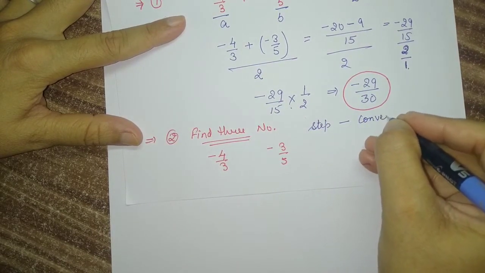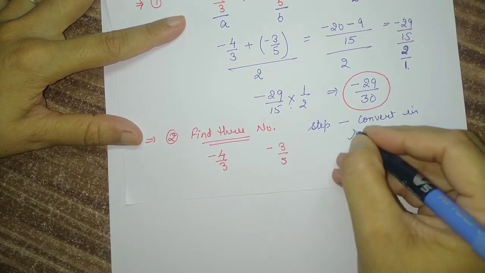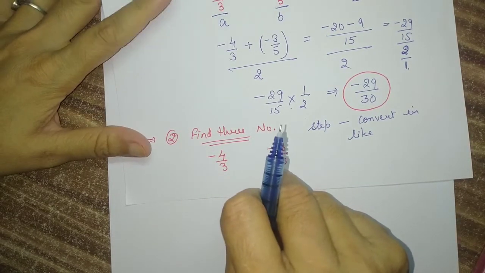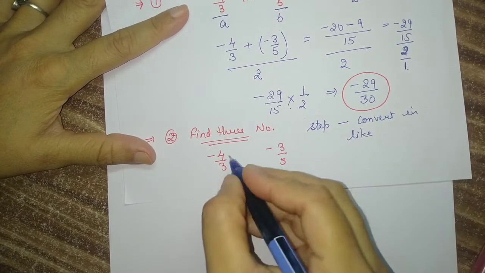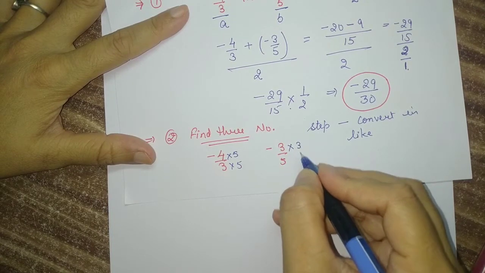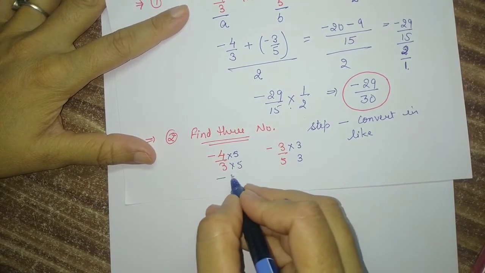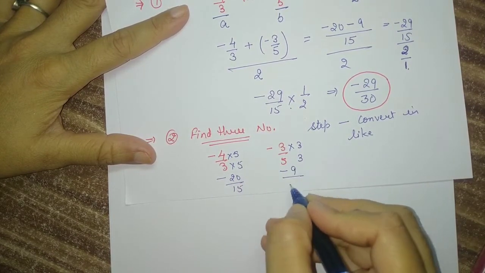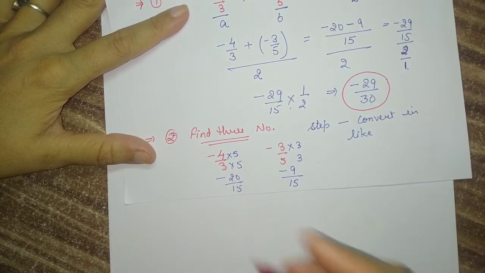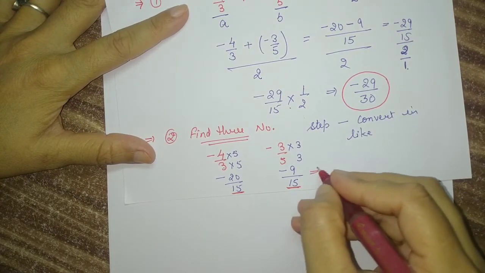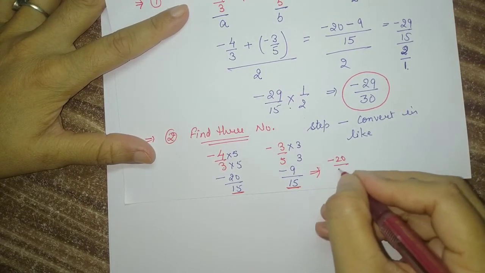convert into like fractions, like rational numbers. How can we convert? By taking the LCM of the denominators. Our LCM is 15. So this fraction is multiplied by 5 and this rational number is multiplied by 3. 5 4s are 20 and 5 3s are 15. 3 3s are 9 and 5 3s are 15. Now students, what you observe here is that the denominator is the same, that is, like fractions, and easily we can write the numbers between. How? 20 by 15.